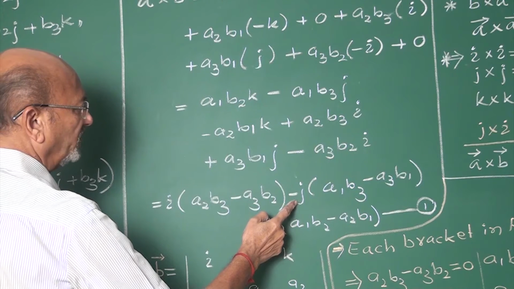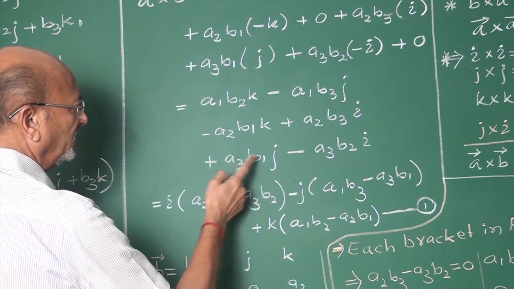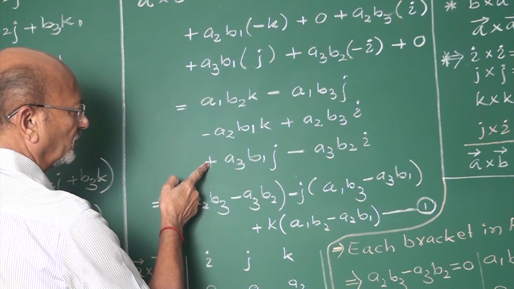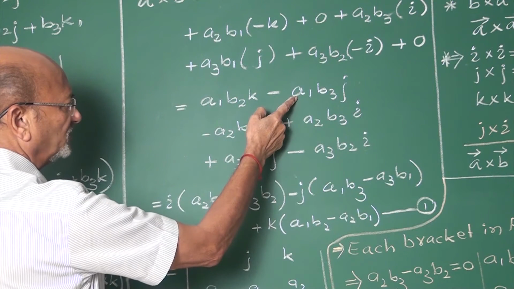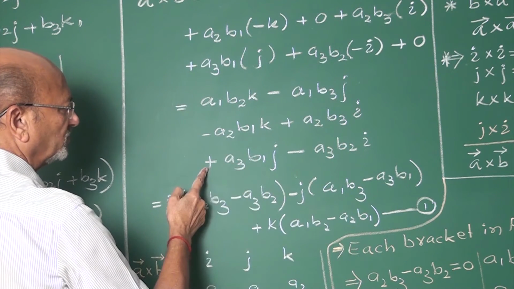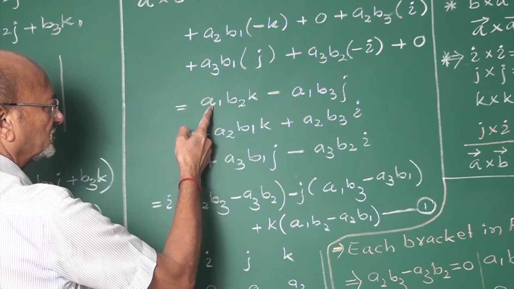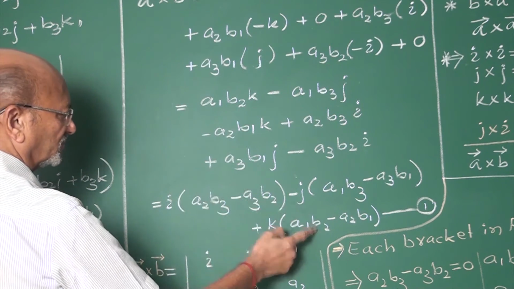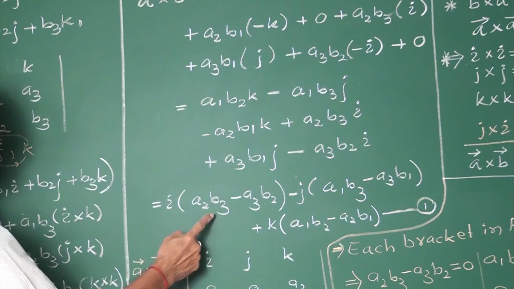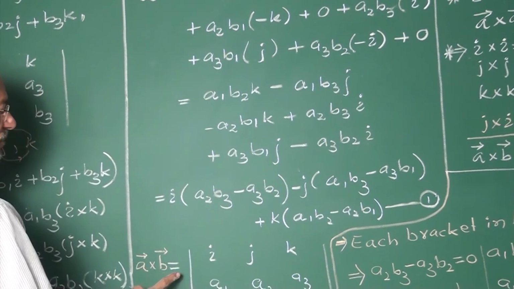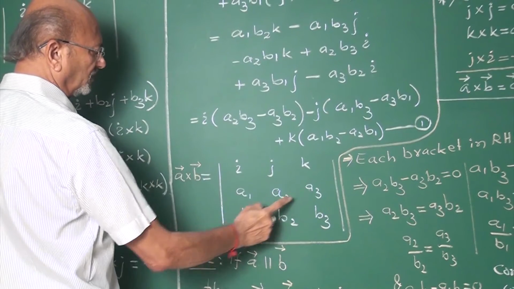Take minus j common, alternate sign change. If you take minus j out, plus becomes minus and minus becomes plus: a1 b3 minus a3 b1. Plus k into this, first plus then minus. Now this expression is nothing but the determinant. This LHS, a cross b, equals the determinant with rows i j k, a1 a2 a3, b1 b2 b3.